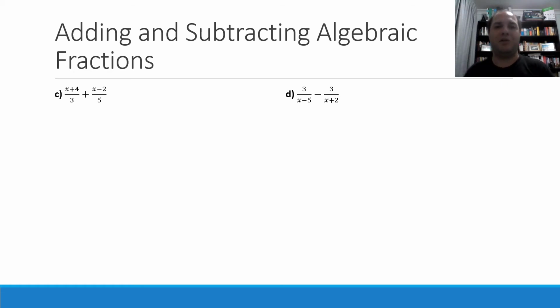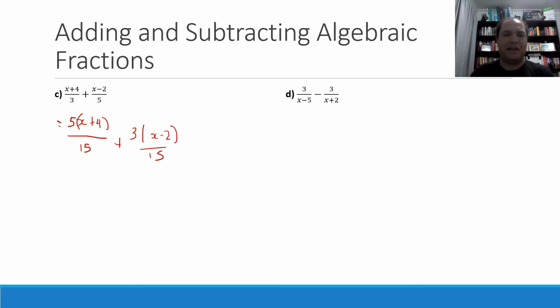Otherwise, you could find your lowest common multiple and use that instead. But it's worth doing 3 times 5, that will also work out well too. So we're going to have x plus 4 times 5 over 15, multiplying that left-hand term, top and bottom, by 5. And then this right-hand term, we're going to multiply top and bottom by 3. So that 5 in the denominator becomes 15.